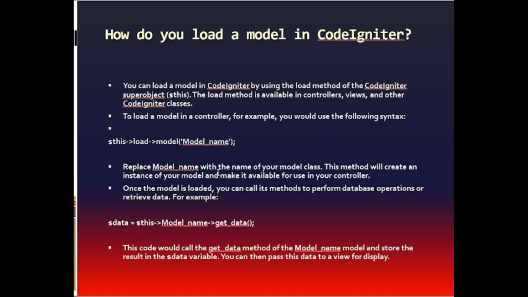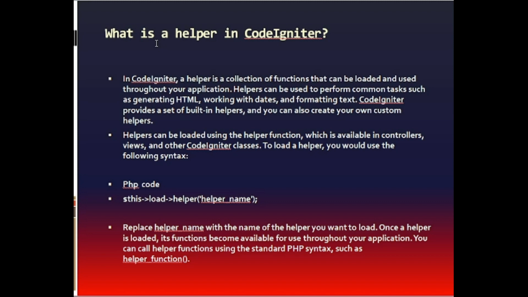Next, how do you load a model in CodeIgniter? You can load a model in CodeIgniter by using the load method of the CodeIgniter super object, and the method is available in controllers, views and other CodeIgniter classes. Replace model with your model name.